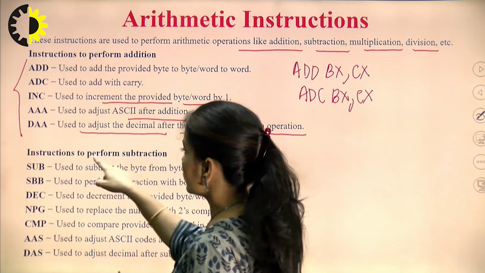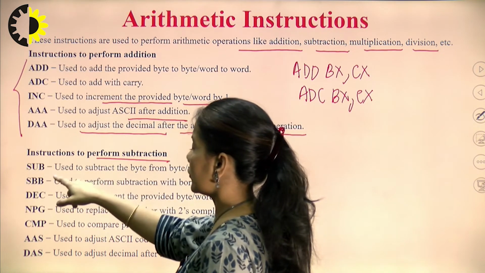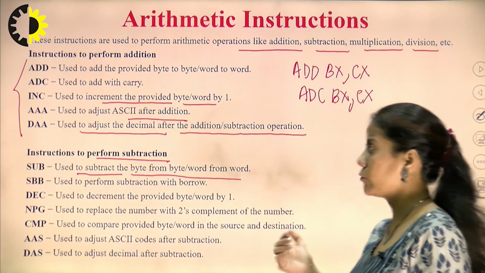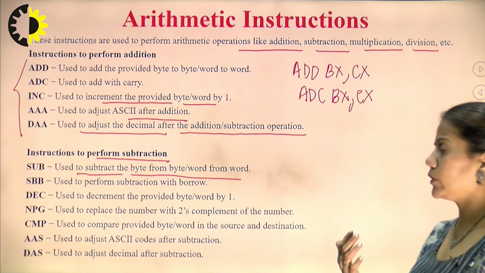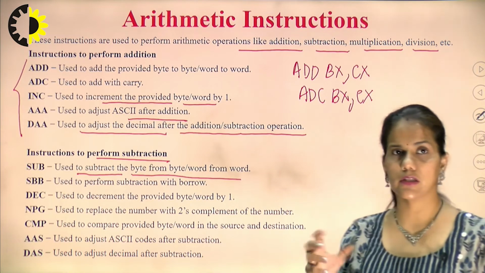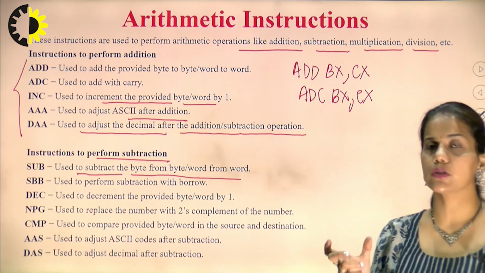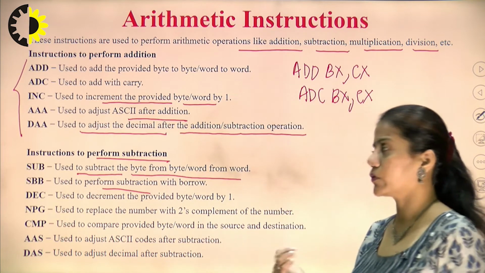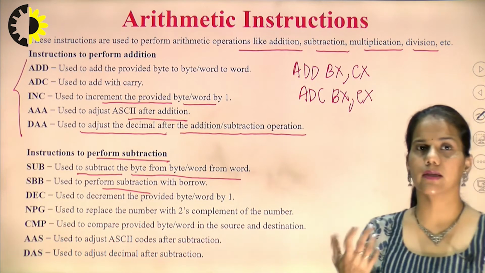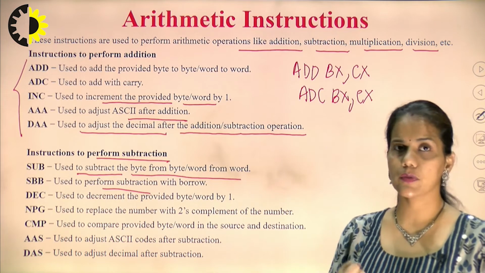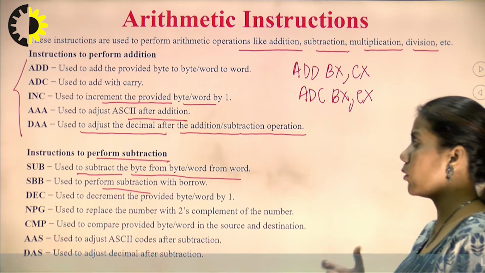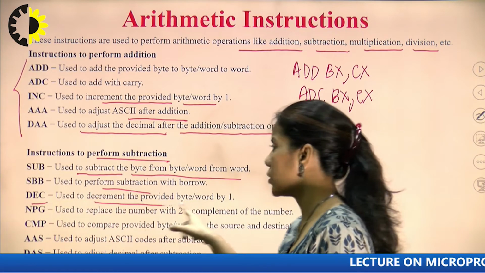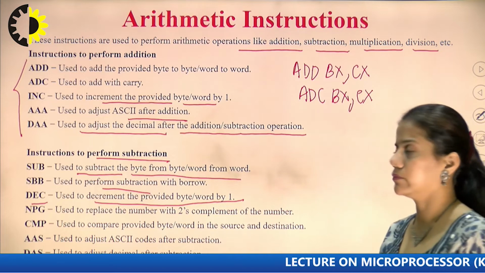Now next category is to perform the subtraction. So first instruction in this case is subtract, SUB, and it will subtract the byte from the byte or word from word. So it will subtract the source operand from the destination operand. SBB, it is used to perform the subtraction along with the borrow. So borrow, or we can say the carry flag, will also be subtracted from the result of the subtraction of two operands. DEC is decrement. It is used to decrement the provided byte or word by 1.